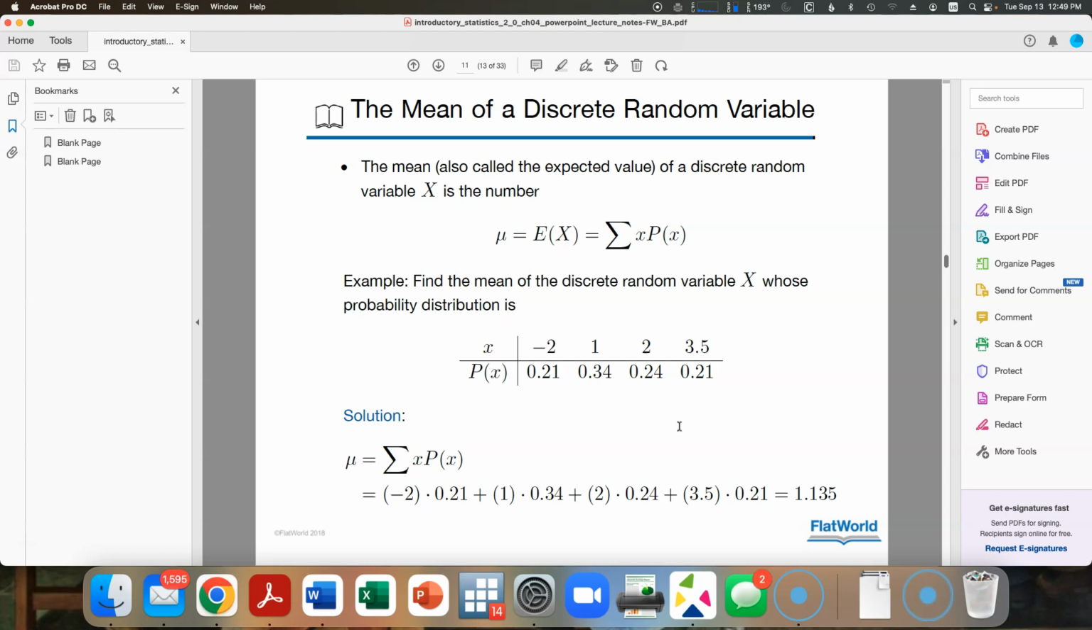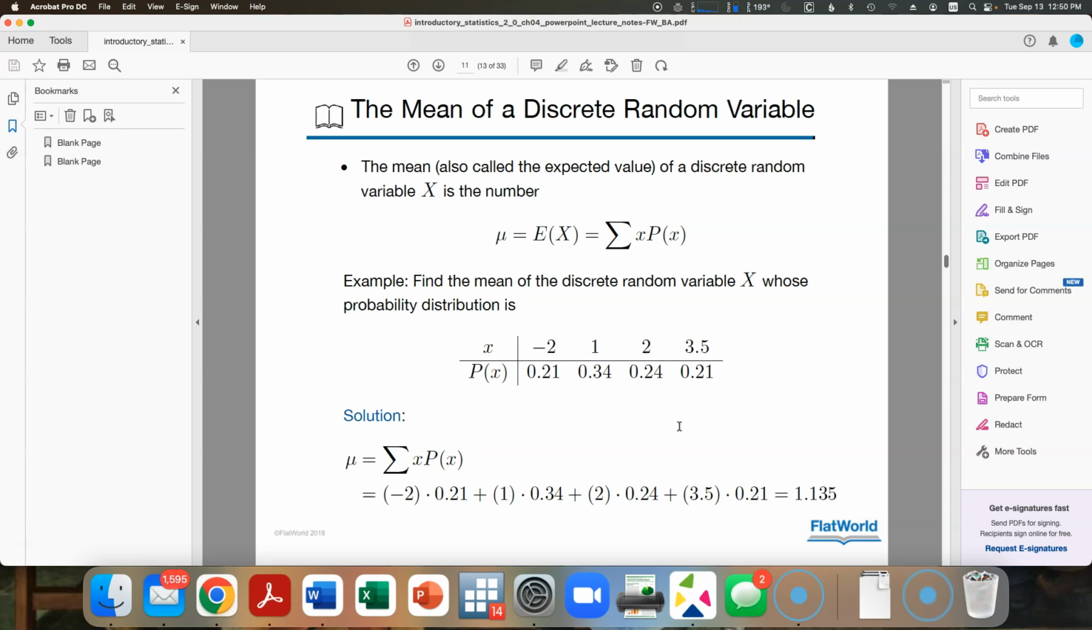So, if we want to now look at the mean of a discrete random variable, what we know is if our discrete random variable is our x, then the mean is found by taking the summation of the values times the probabilities.